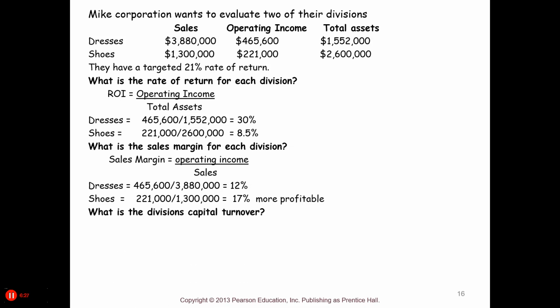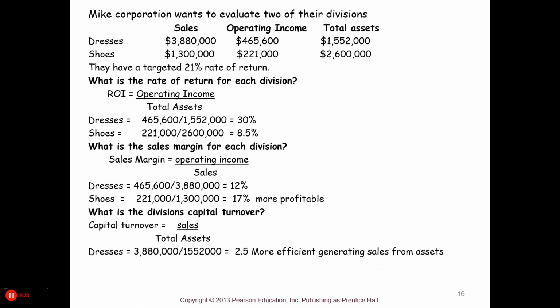Now let's look at the capital turnover. Sales divided by total assets. And when we look at this, we'll see that dresses is very efficient based on the amount of assets that have been invested in them, at 2.5 times. Whereas shoes is not very good at all. It's only 0.5.